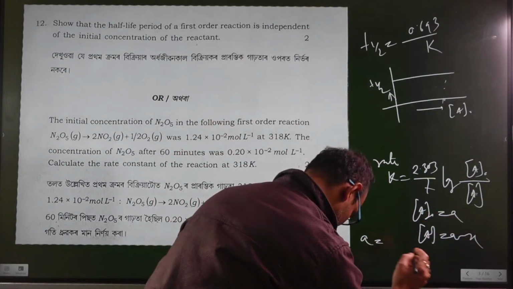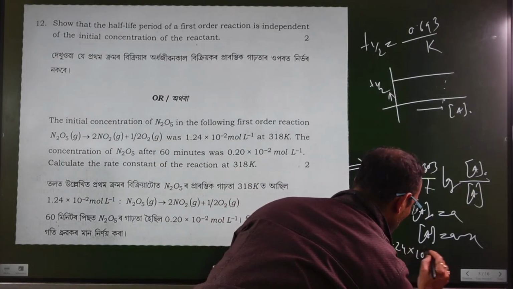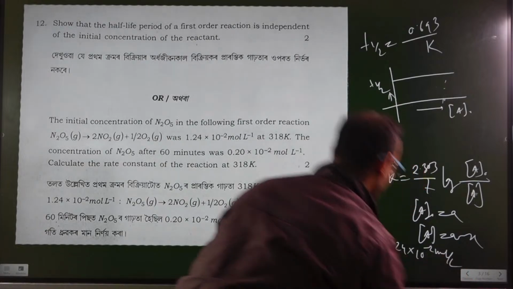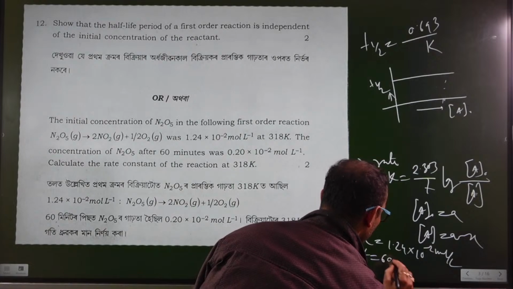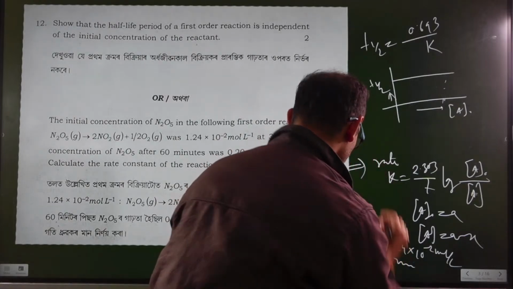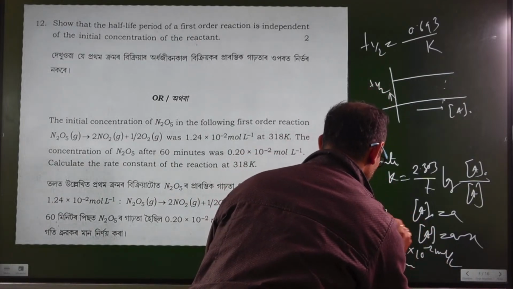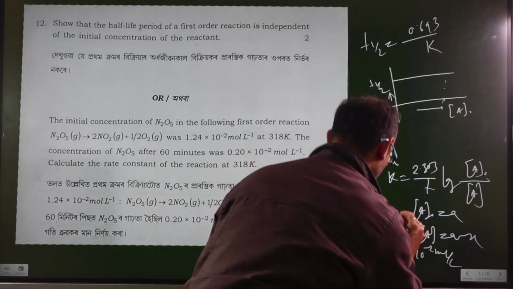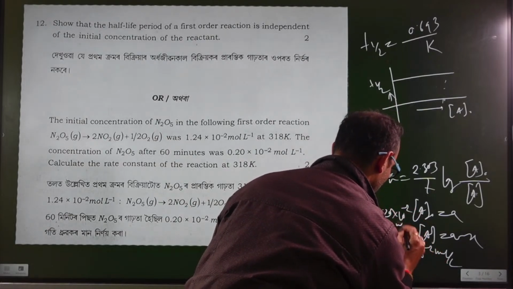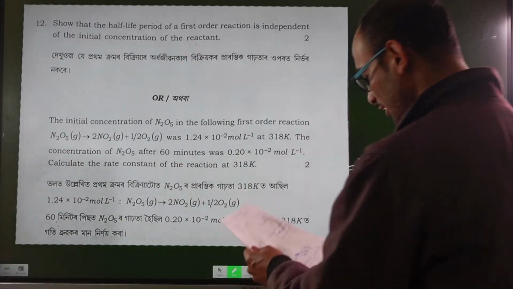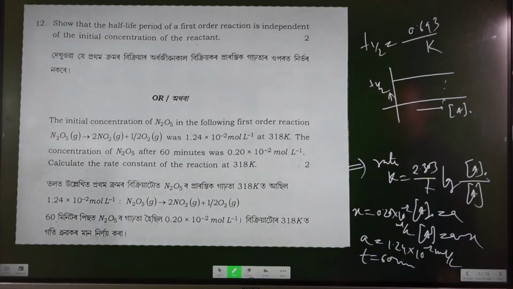Small a is given as 1.24 into 10 to the power minus 2 mole per liter. This is the initial concentration. Time is given, how much? 60 minutes. And small x is also given: 0.20 into 10 to the power minus 2 mole per liter. So you put it here and you will get the rate constant.